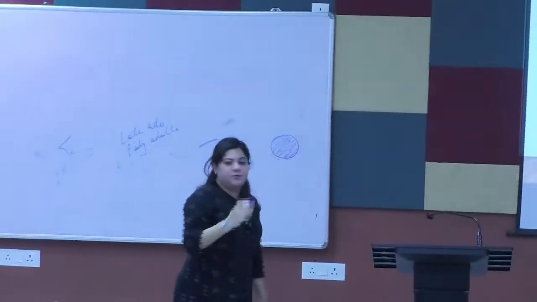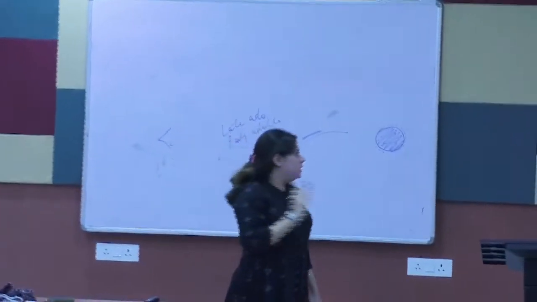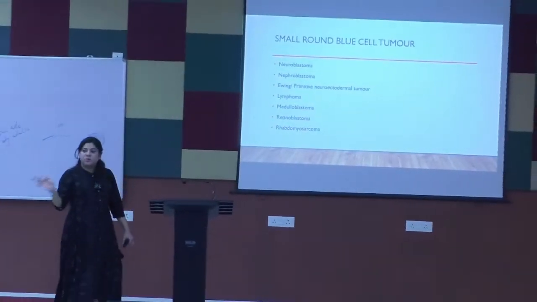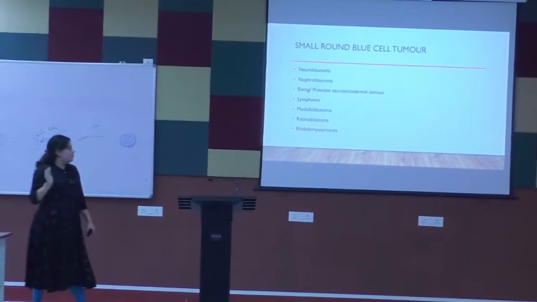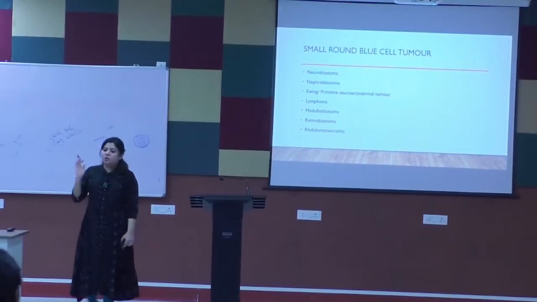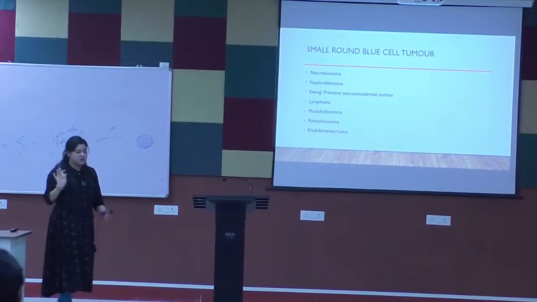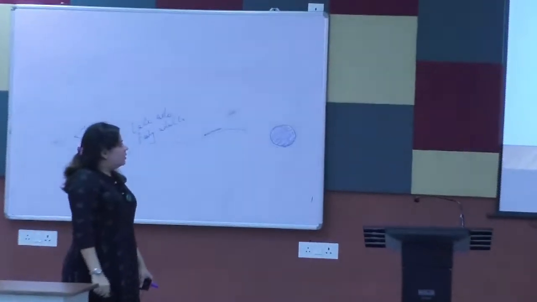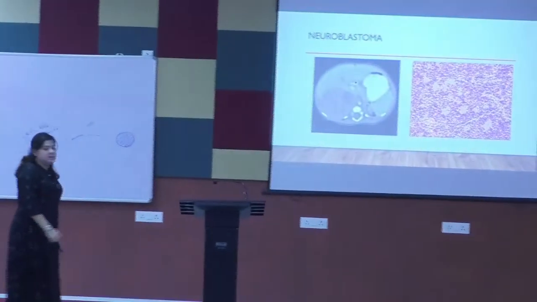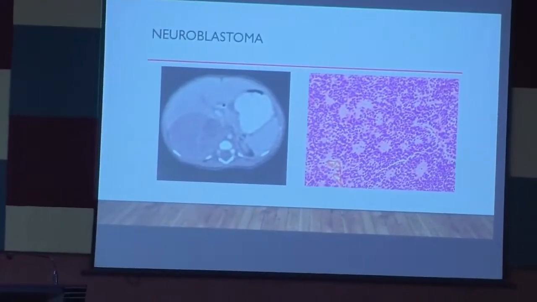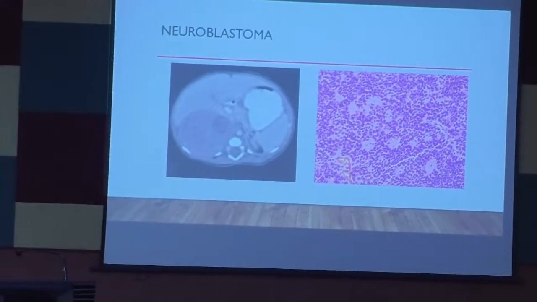Now in this we get neuroblastoma, nephroblastoma. Nephroblastoma মানে Wilms tumor. Neuroblastoma, nephroblastoma, Ewing, PNET, primitive neuroectodermal tumor মানে PNET. Lymphoma, medulloblastoma, retinoblastoma, and rhabdomyosarcoma. These are all the small round blue cell tumors. These are the common malignant tumors in children. So this is, you can see the cells. They are small, they are mostly round, they are very blue, right?